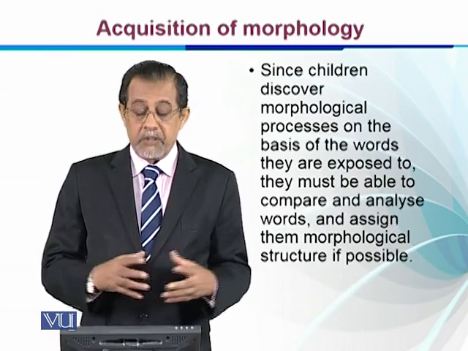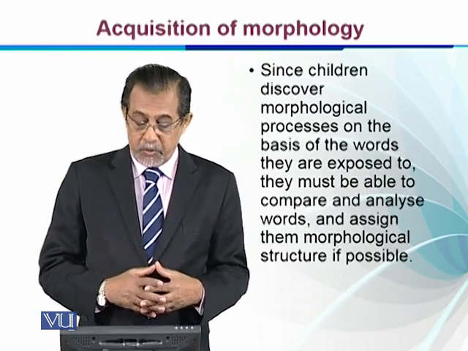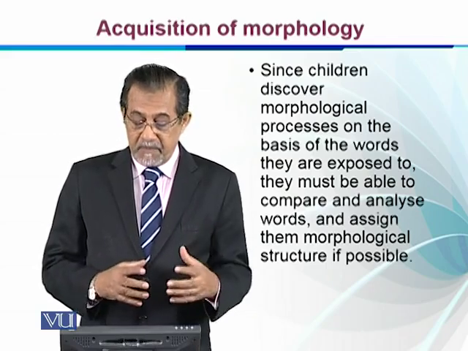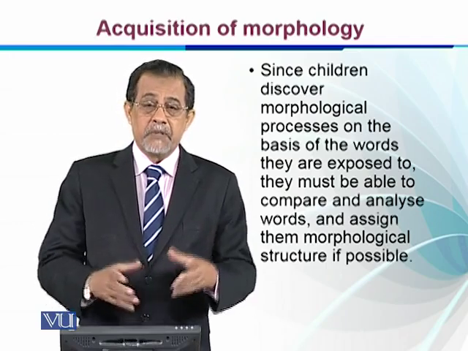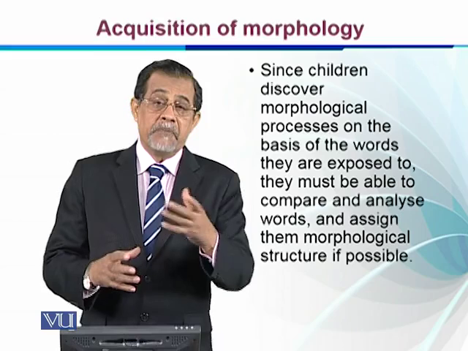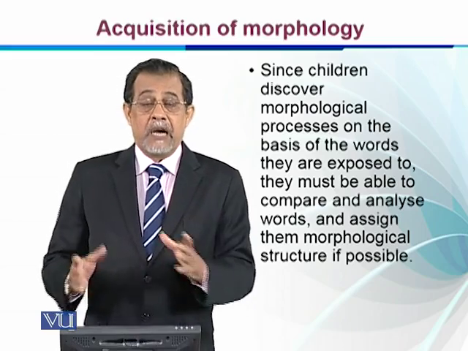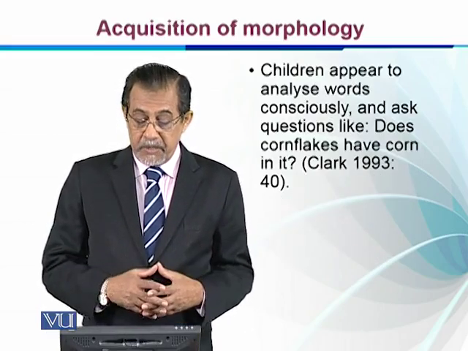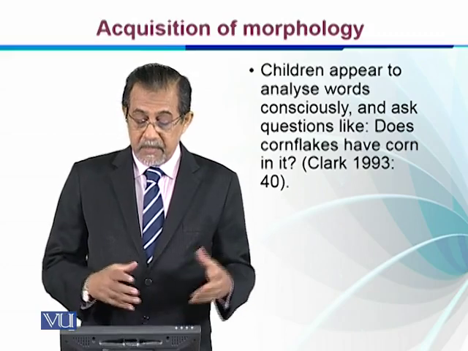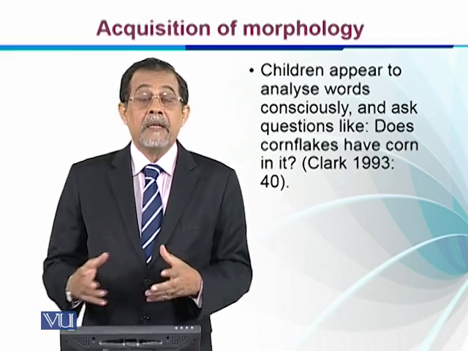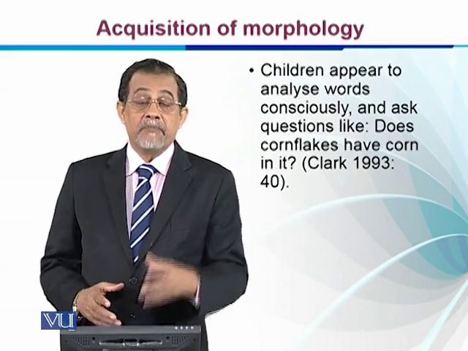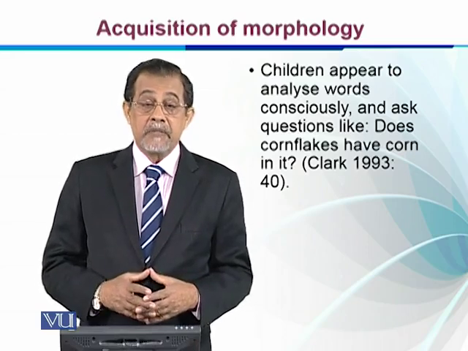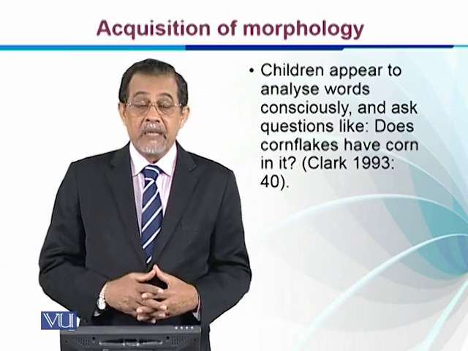Since children discover morphological processes on the basis of the words they are exposed to, they must be able to compare and analyze words and assign them morphological structure if possible. So they keep on forming words on the basis of their knowledge of morphology, how different words are made. Children appear to analyze words consciously and ask questions like, does cornflakes have corn in it? So children put up these very intelligent questions, which generally adult speakers do not, because they keep on coining new words.